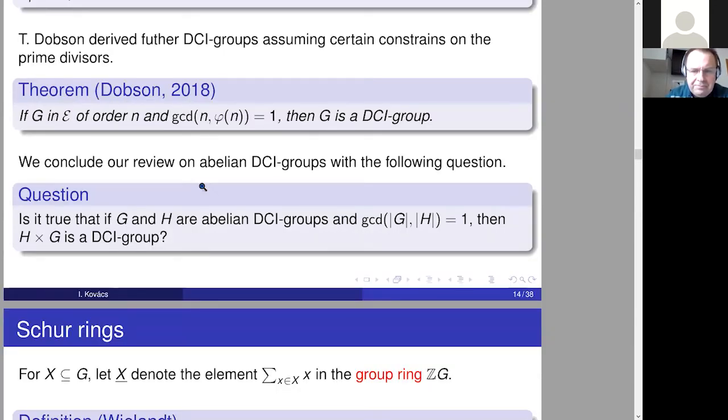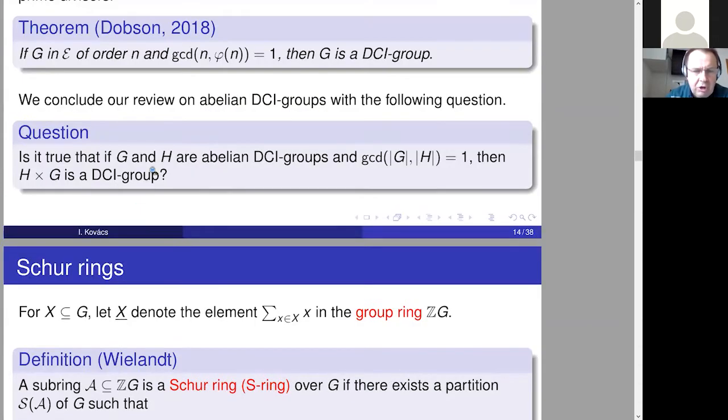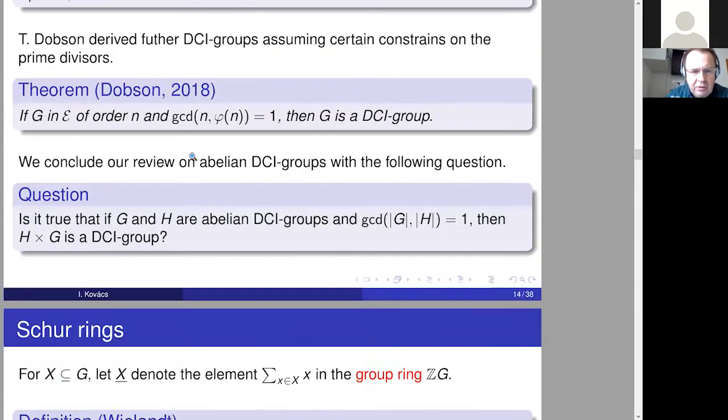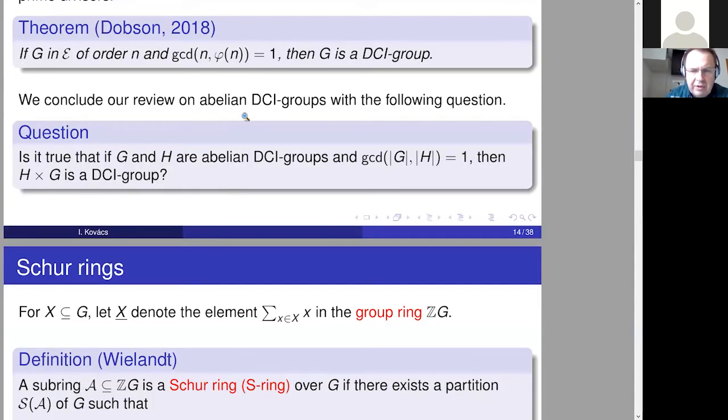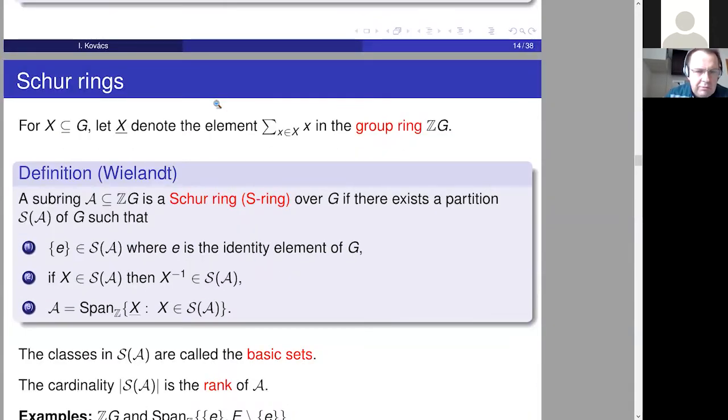And I would like just to pose this question, or maybe a conjecture, so far no counterexample: is it true that if G and H are abelian DCI groups with coprime order, then the direct product is a DCI group? To answer this question in the positive would reduce the problem to the elementary abelian groups, which I think would be a very serious step towards the final answer. So I would like now to turn to the method.